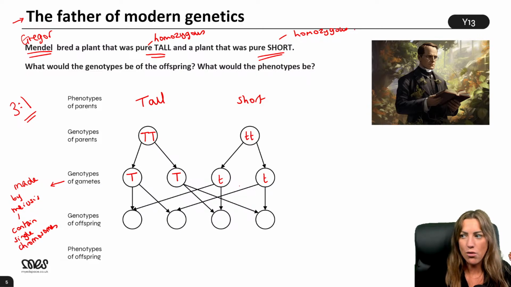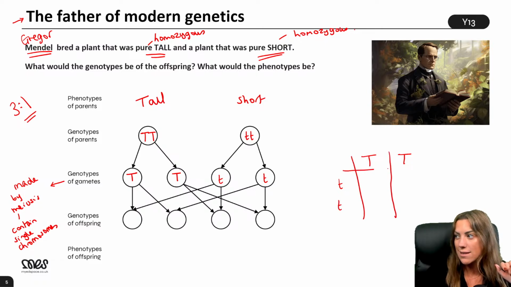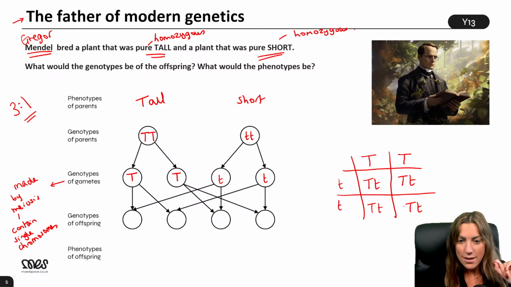Then we do the genetic cross. Now, you guys have probably learnt it like this. Let me know in the chat. Did you all just do Punnett squares at GCSE? Did you do it like this? Yeah, you all did Punnett squares. That's absolutely fine. We can do Punnett squares as well. You can do Punnett squares at A level. It's absolutely fine. But you can see what I'm doing.